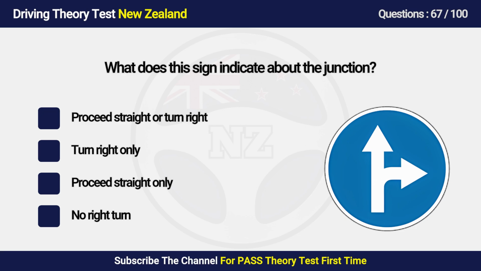A. Proceed straight or turn right. B. Turn right only. C. Proceed straight only. D. No right turn.